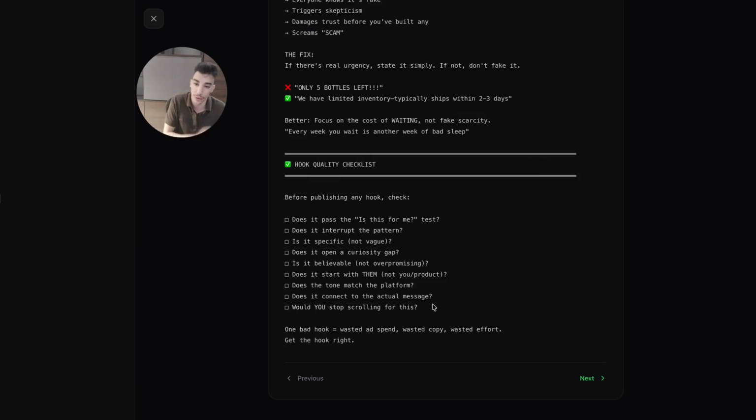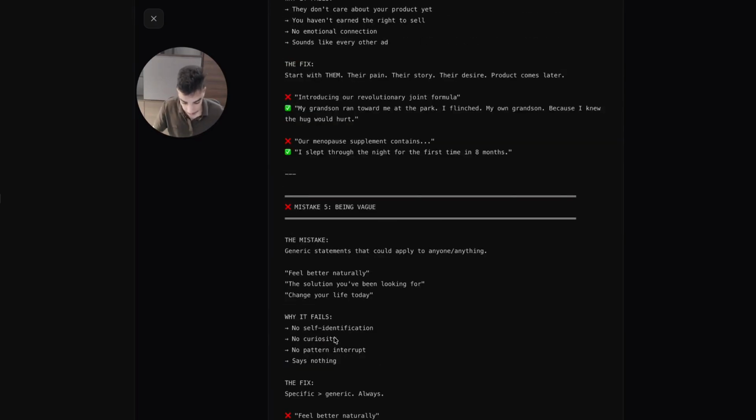Does it connect to the actual message? Is the hook going to flow smoothly into the whole message, or is it just a random hook that you put there? Everything may have a good hook rate, but it's all going to destroy the whole rate because the messaging is not congruent. Would you stop scrolling for this? If you're scrolling, is this going to make you stop, or is it just going to blend in with the whole platform and get scrolled past? One bad hook equals wasted ad spend, wasted copy, wasted effort. Get the hook right. Always understand this.